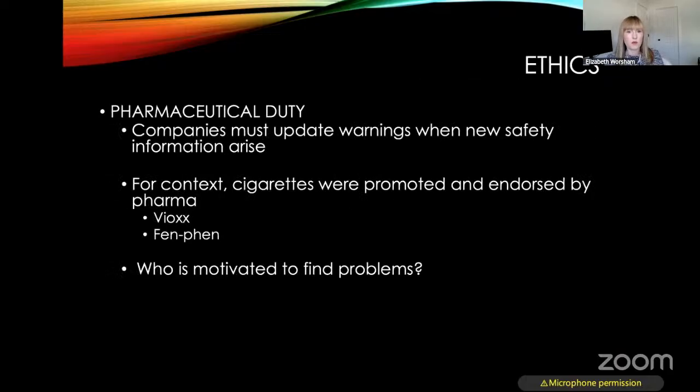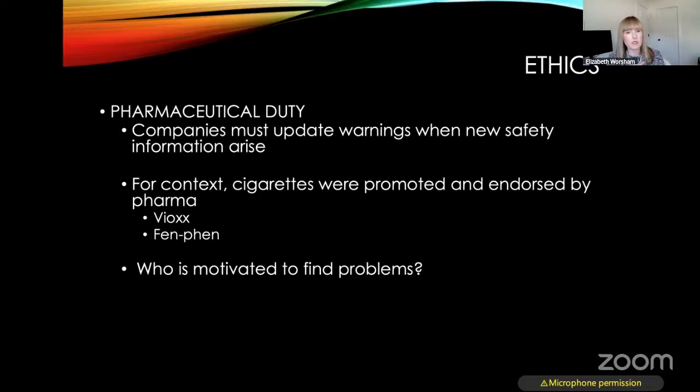Another ethical part of medicine management is pharmaceutical duty. Companies must update warnings when new safety information arises. Even though they may spend decades researching a drug, new things can crop up as more and more people get it clinically when it comes on the market. For context, bear in mind the FDA was promoting cigarettes. There's the Vioxx and there's Fen-Phen. If you're an elder millennial like me, those were the big blockbuster drugs, and then they were pulled off the market.